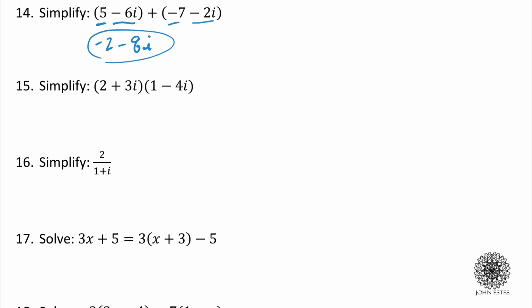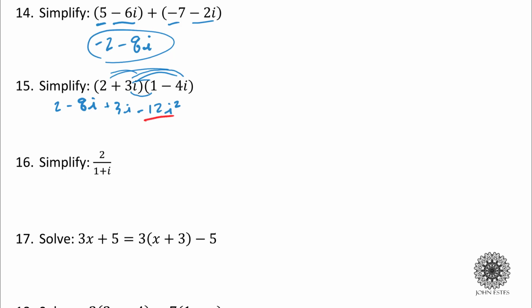For multiplication, in number 15, you do a similar thing. You just have to make sure you distribute. So I have 2 times 1, which is 2. I have 2 times negative 4i, which would be negative 8i. Then I have a 3i times 1, which is 3i. And then lastly, I have 3i times negative 4, which ends up being a negative 12i squared.